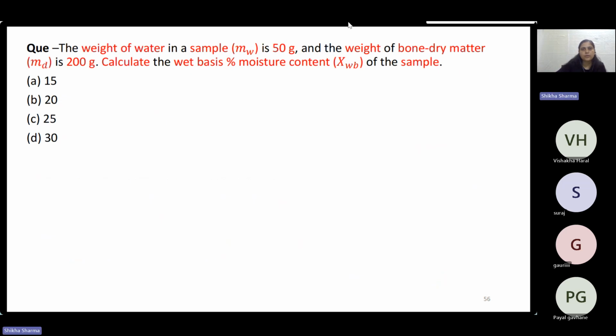So let's discuss one numerical problem. The weight of water in a sample is 50 grams and the weight of the bone dry matter is 200 grams. Calculate the weight percent wet basis percent moisture content of the sample. Please try to solve this question and let me know the answer.